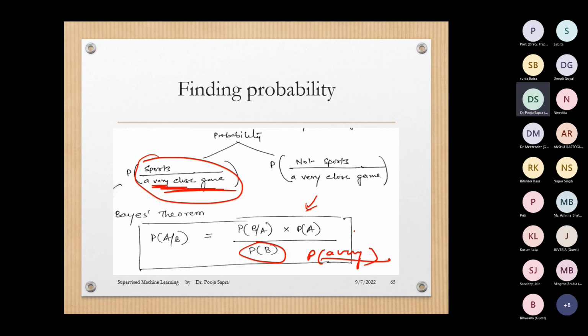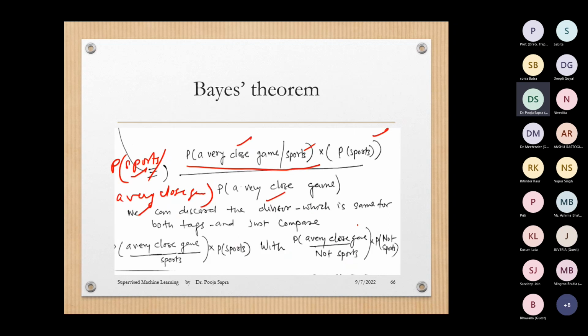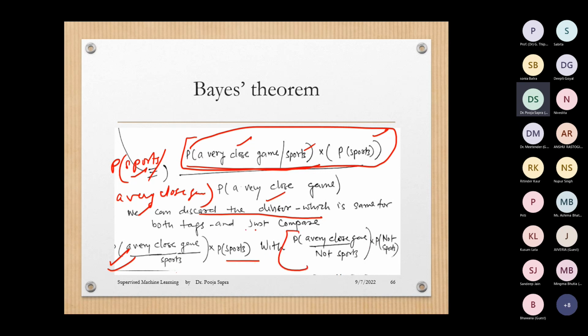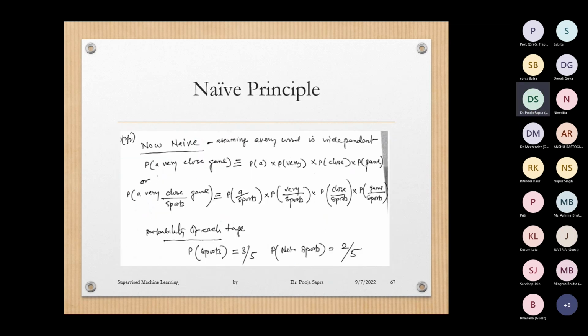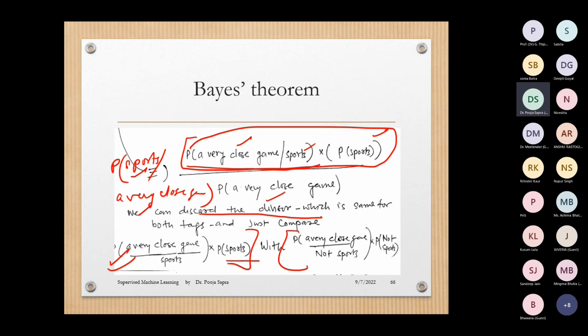Because both have the same denominator, I'll discard this denominator. I'll discard this divisor because it is the same for both. And I'll compare just the part that is in the numerator, that is probability of a very close game given sports multiplied by probability of sports, with this. So these two comparisons I am required to do. Right, so Bayes theorem has given me this thing. Now the second thing comes; so far, Bayes theorem's work is done.